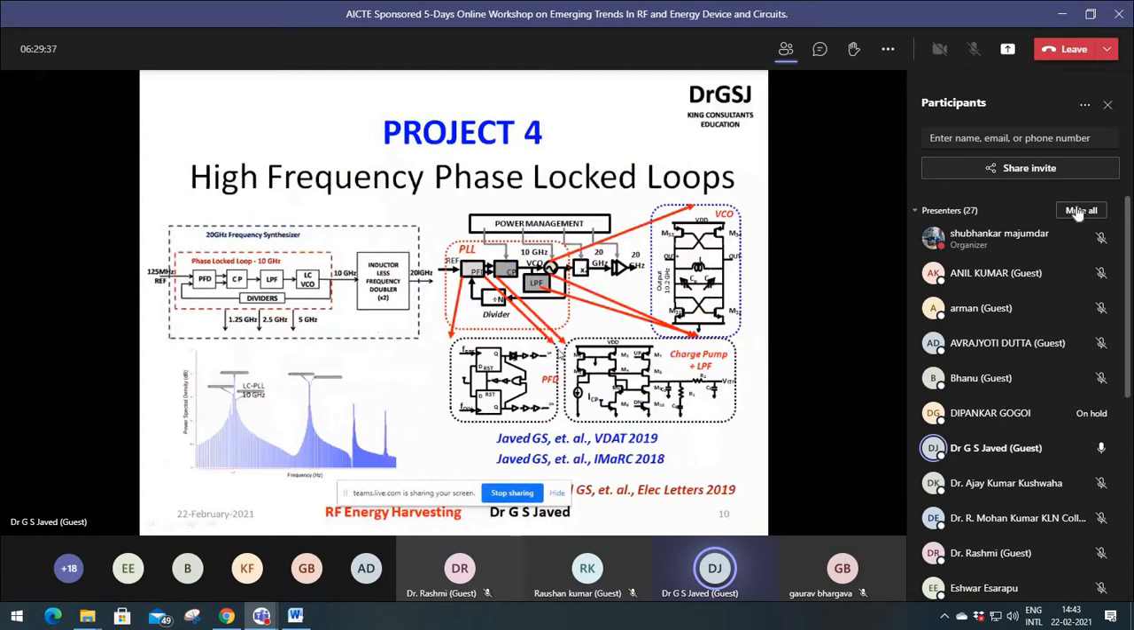high-frequency phase lock loops, where frequency generation from 1.25 gigahertz all the way to 20 gigahertz was done, and you could generate multiple combs of these frequencies and then use them.